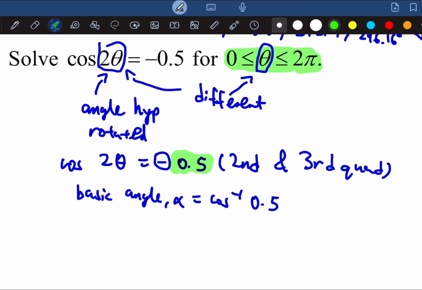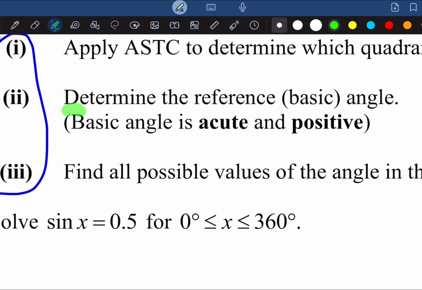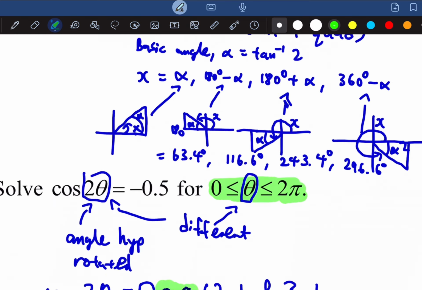If anytime you forget about that and you just go and cosine inverse negative 0.5, you realize that your basic angle, for example this question, will be obtuse. If it's obtuse, it defeats the purpose of this. Why? Because basic angle is the angle that the hypo always forms with the horizontal line. So either here, this angle is acute, or even in any other quadrant, they are always acute. So we have to be very mindful. It won't be obtuse.